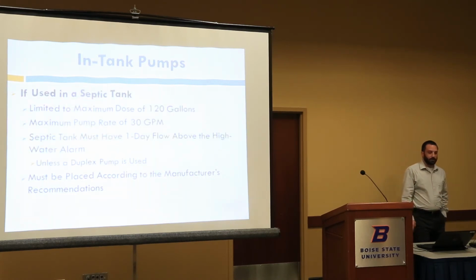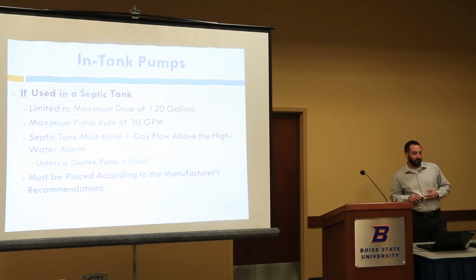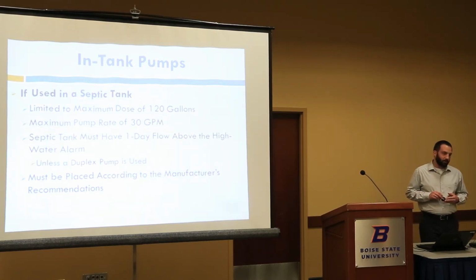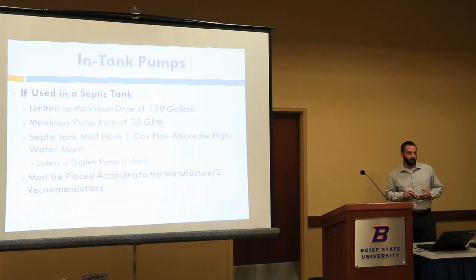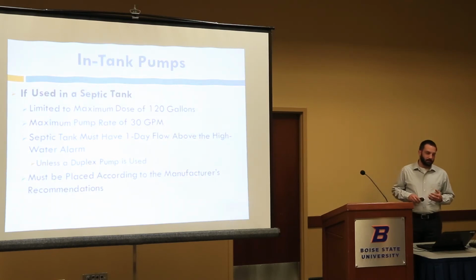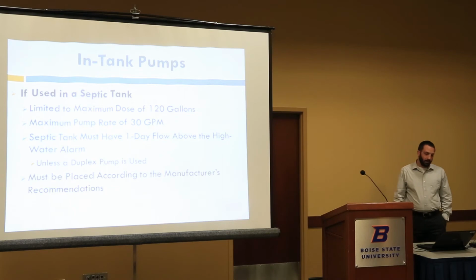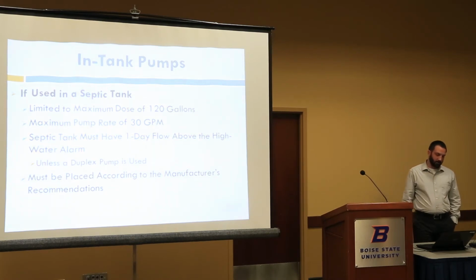If these things are used in a septic tank, they're limited to having a maximum dose of 120 gallons and a maximum pump rate of 30 gallons per minute. So that's making sure that you're not pumping too much effluent out and sucking scum through your in-tank pump inlets, or having too much of a velocity that you're sucking up sludge off the bottom of the tank as well. So basically trying to minimize the disturbance that we get in that tank. That's one of the issues with the in-tank pumps, is that the septic tank is undergoing constant flux in levels and agitation. So that's why the limitations to them.